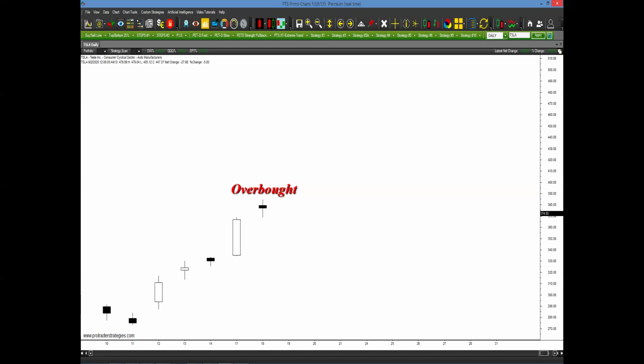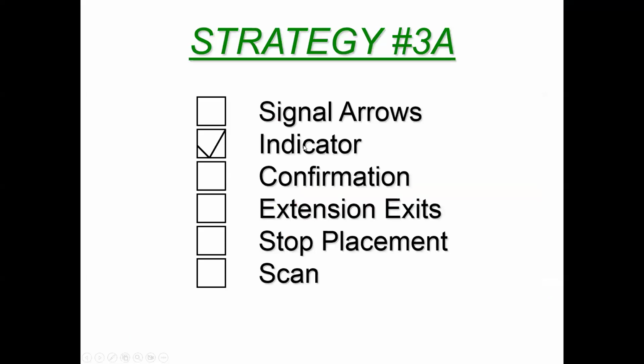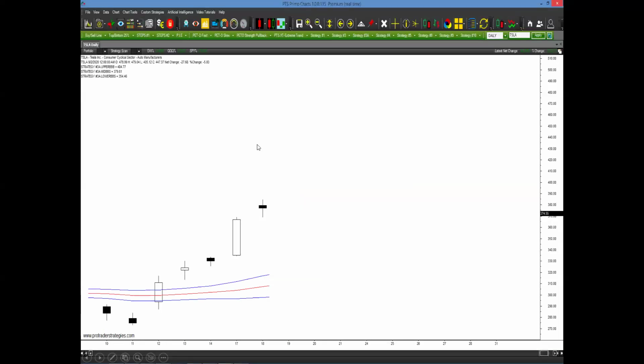So on our platform, once again, we made it simple. Click on Strategy 3A in the green Strategy tab with all of our methods and all of our techniques. And in the drop-down menu, you'll see Indicator. Once you click that on, you'll automatically see the proprietary Bollinger Band setting appear. So there's nothing you have to edit if you use our platform.